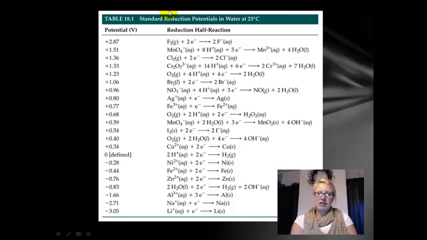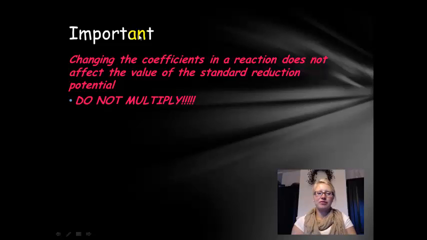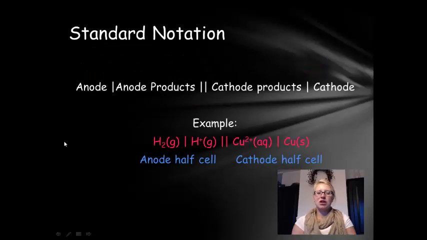So where do we get the E reds from? Well, the standard reduction potentials come from a table that looks similar to this, okay? And those reactions that are at the top have the higher reduction potentials, and those at the bottom have the lower reduction potentials. You can see that hydrogen is here at 0. Everything's based off of hydrogen. And what you do for these problems is you look up on your reduction potential table what is being reduced. One thing that's really important is that changing the coefficients in a reaction does not affect the value of the standard reduction potential. So you'll see what I mean in a minute. We do not multiply ever in the calculation of the cell potential.